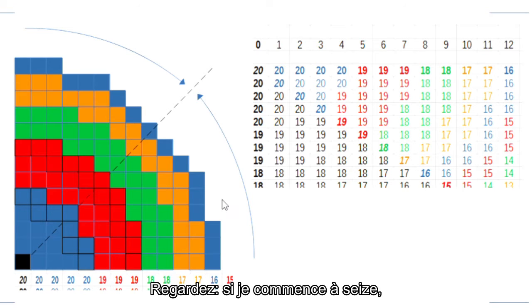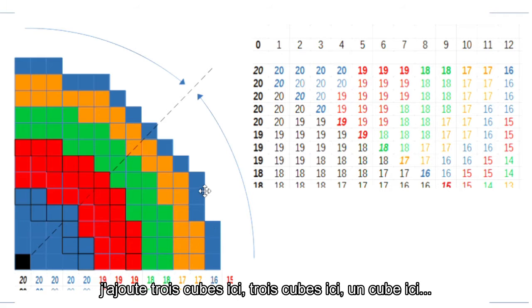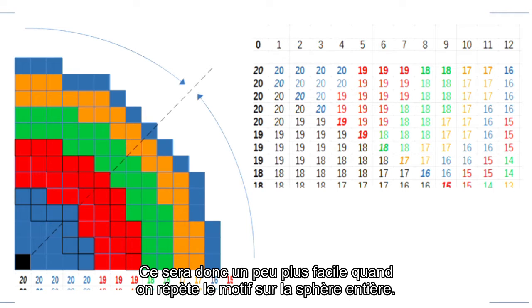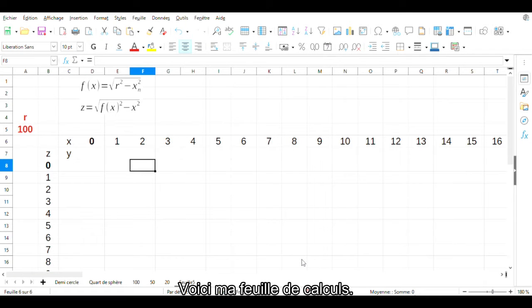Because look at this. If I start at 16, I would go 3 cubes here, 3 cubes here, 1 cube here, 1 cube here. But it's the same thing if I start from this side, 3 cubes here, 3 cubes here, 1 cube here, 1 cube here. So that will be a little bit easier to repeat the pattern when we are going to do the entire sphere.